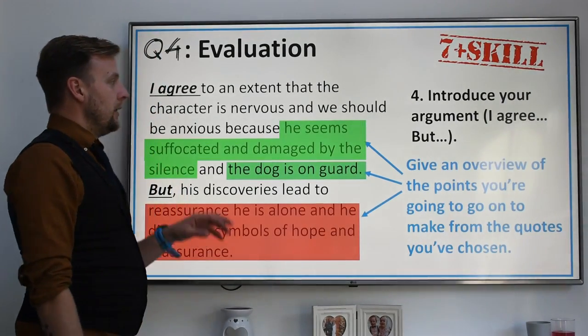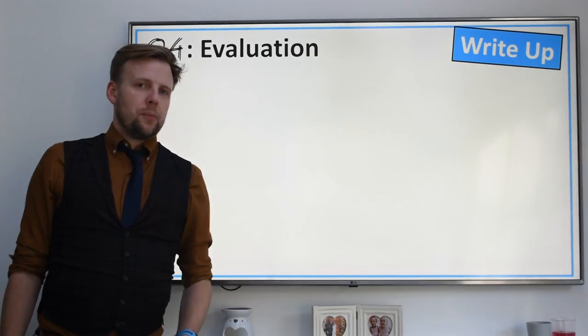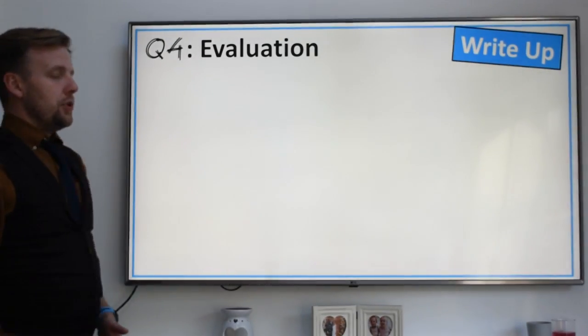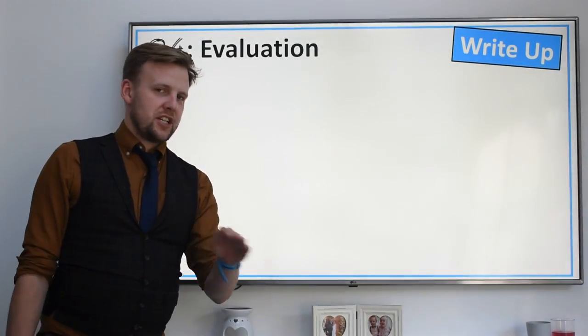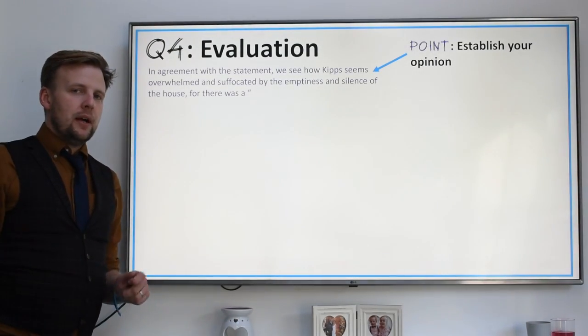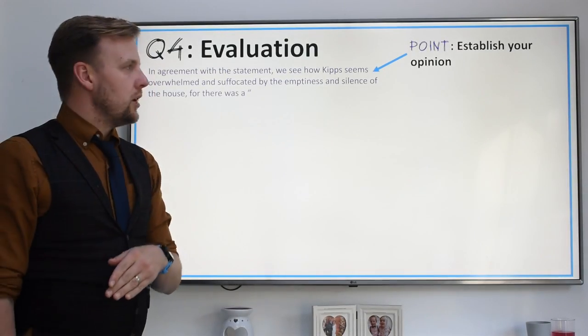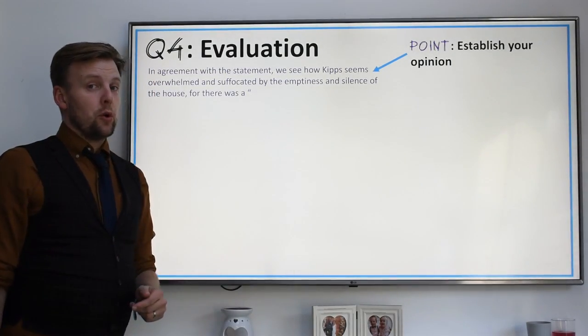Okay? Now, we are on to our actual writing now. We're on to our proper little paragraphs. Okay? Now, you will be pleased to know this is virtually the same as question 2 now. First of all, we make a point. Question 2, in your point, you identify the method. In this one, question 4, you identify your opinion.